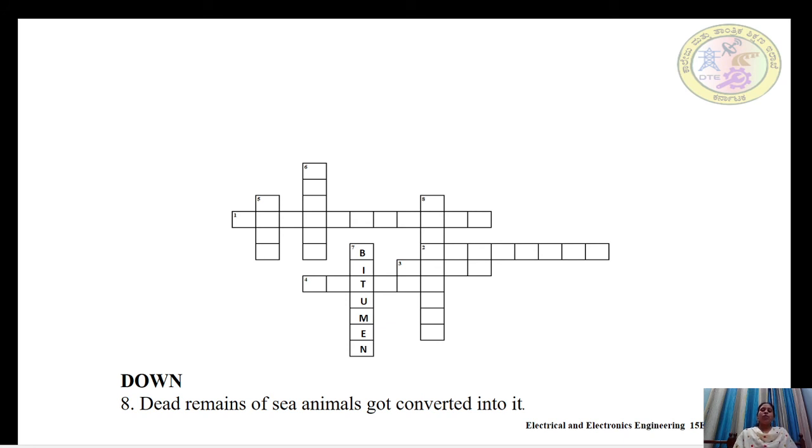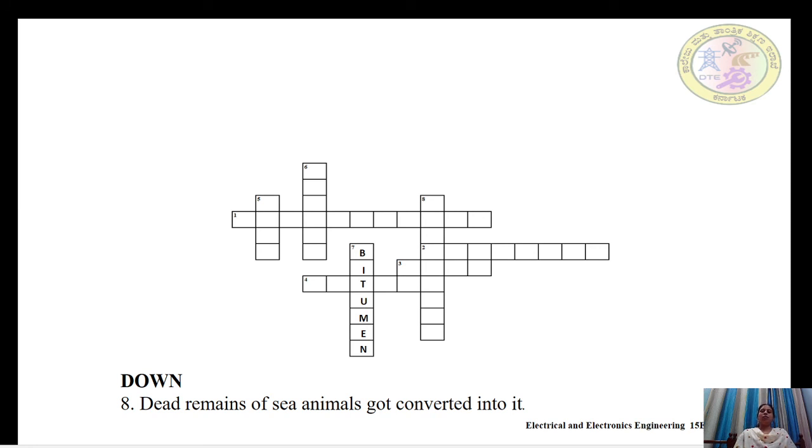So the last down word we are going to see is the eighth one. Dead remains of sea animals got converted into. Petroleum was formed by the decomposition of remains of tiny plants and animals buried under the sea millions of years ago.